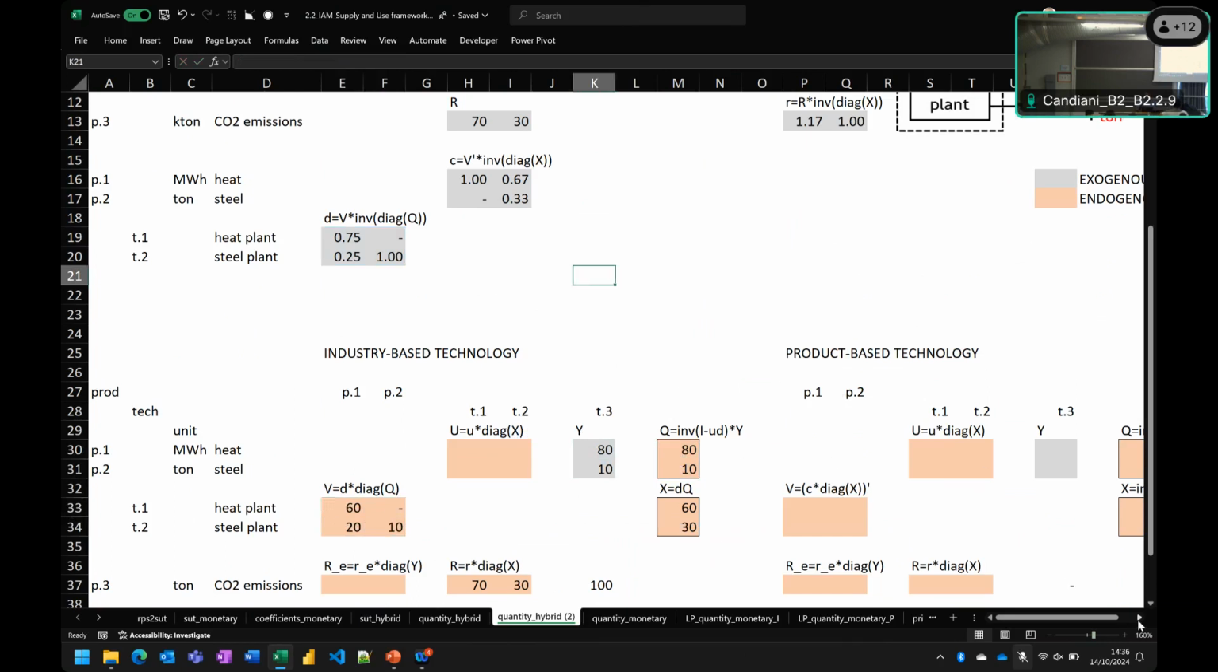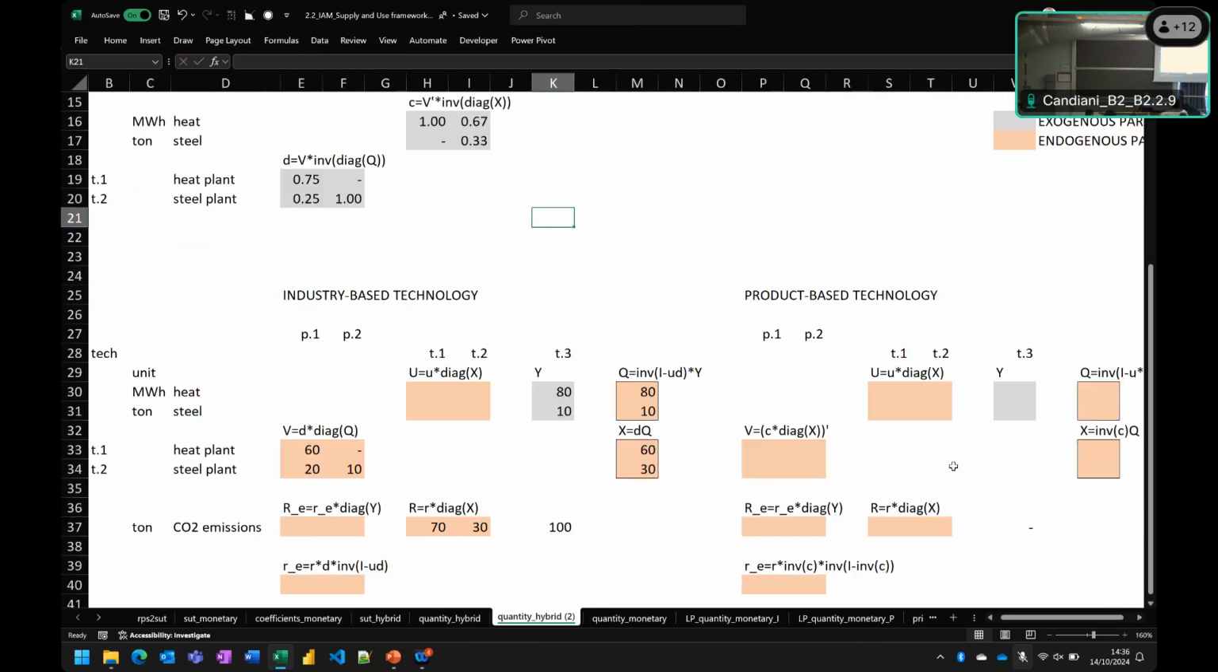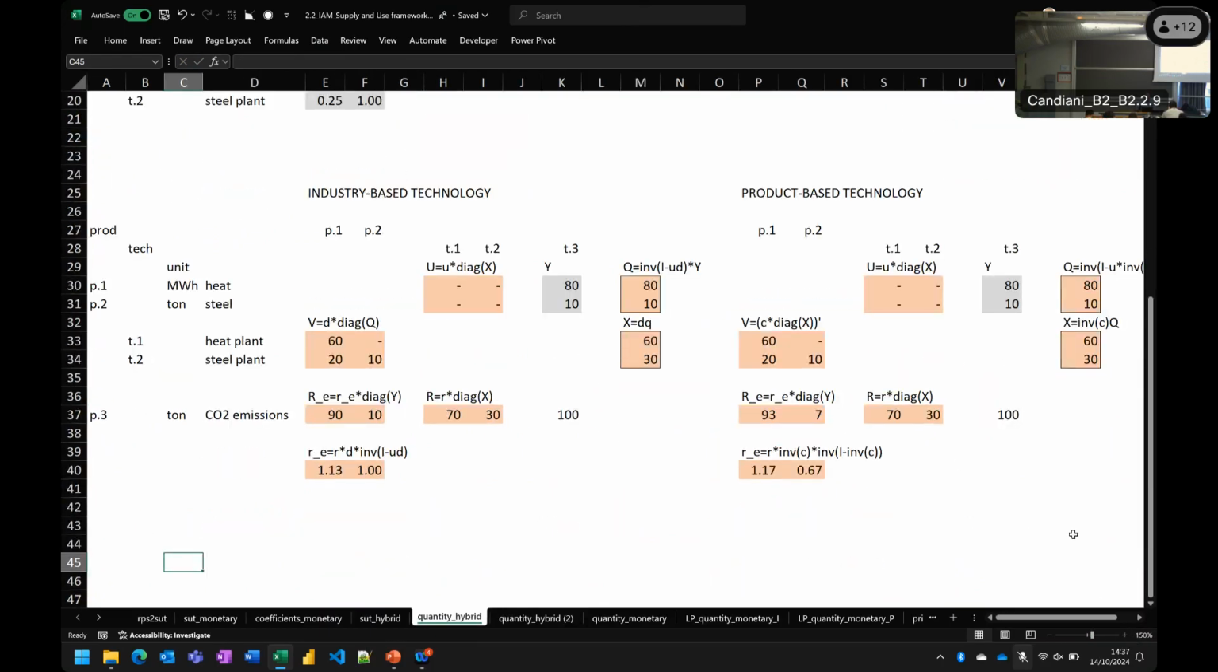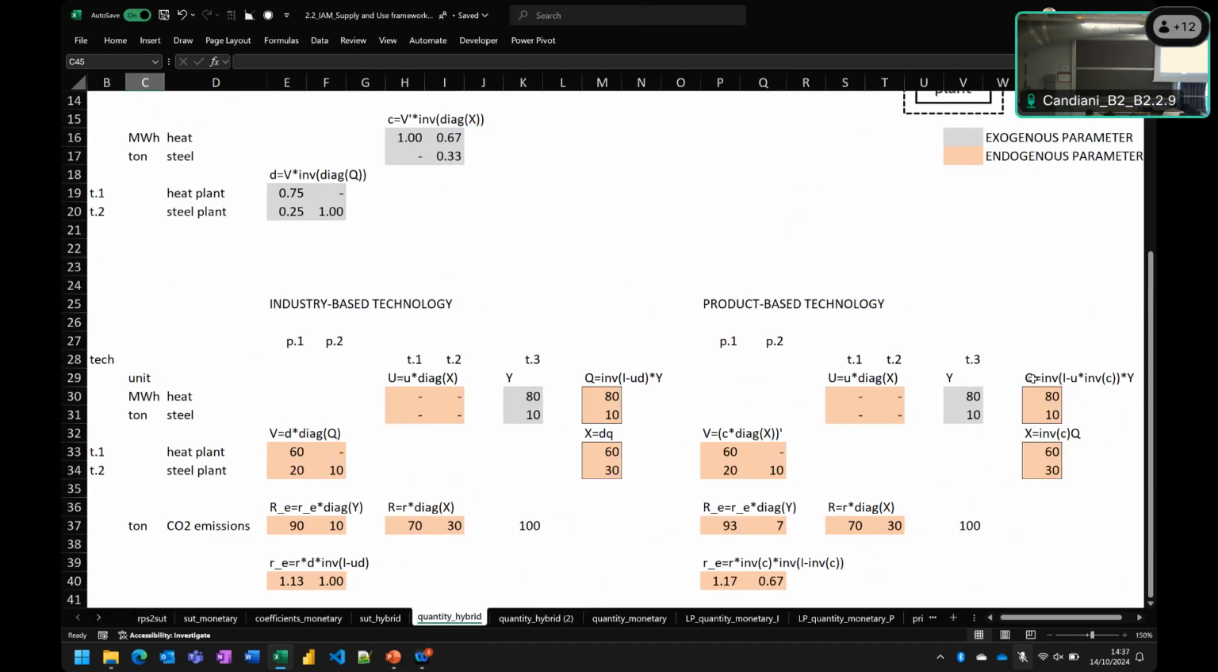Let's now do the very same with the product-based technology assumption. For the sake of time, let's move to the already solved model, but it's the same. This is the very same model. I'm simply calculating the Q and the X in another way. So I minus, instead of UD, U inverse of C. And I'm getting the very same result.